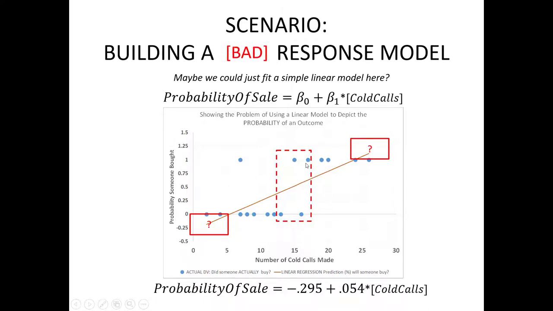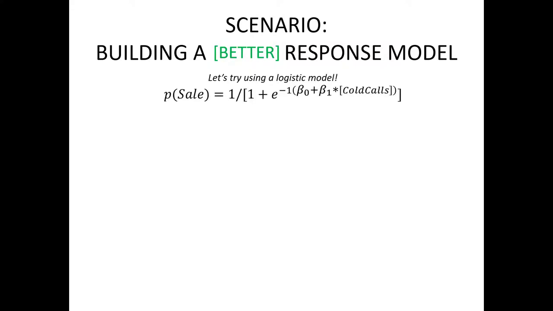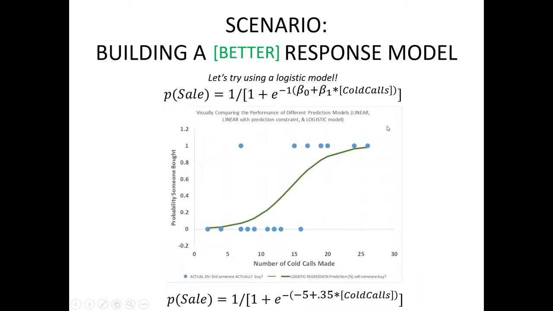So what did we learn by investigating building a simple linear model on this type of data? We've learned that we did in fact build a response model, but it's a bad response model. Let's try to build a better response model. This time, we're going to use a logistic model, the same exact logistic model that we've been using in previous exercises earlier in the semester. And sure enough, we can absolutely calibrate this model. We still need to calibrate the beta 0 and the beta 1. And when we do so, we create a nice S-curve here.